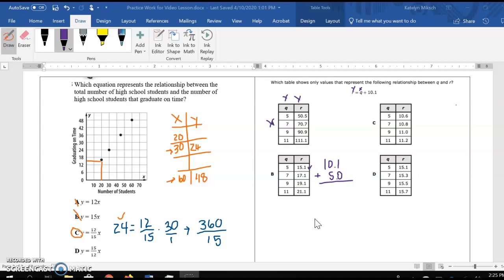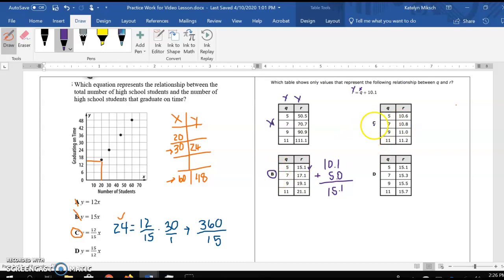Remember, when you add and subtract with decimals, you have to line up the decimal point. So I did that, and I added a 0.0 to my 5 just to make sure. If I go ahead and do the addition, 1 plus 0 is 1. Carry the decimal point straight down. 0 plus 5 is 5. And then 1 plus nothing is 1. So when I do add, I will get 15.1. So B does work out well.